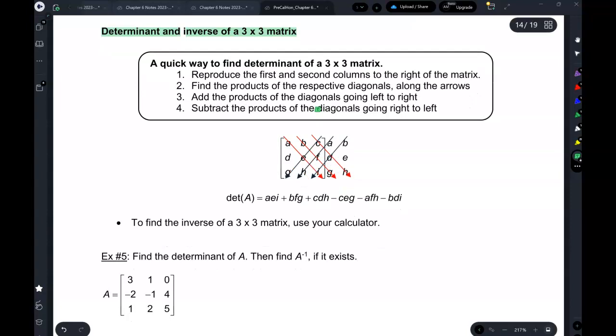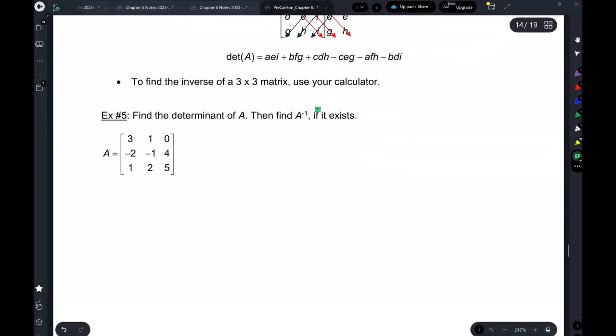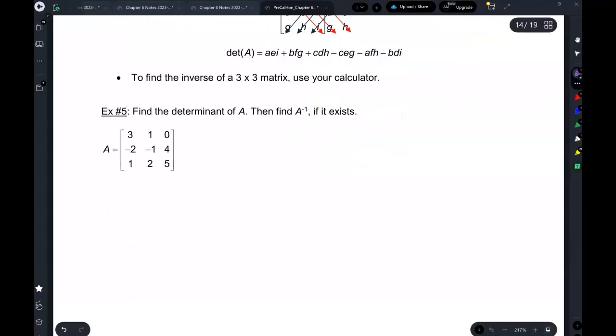So look, basically clone the first and second columns to the right. So A, B, D, E, just rewrite them here. And then you have to draw diagonals like this and find their products. So now let's do this one. So first, clone the first 2 columns here. Have I done any math so far? No math.